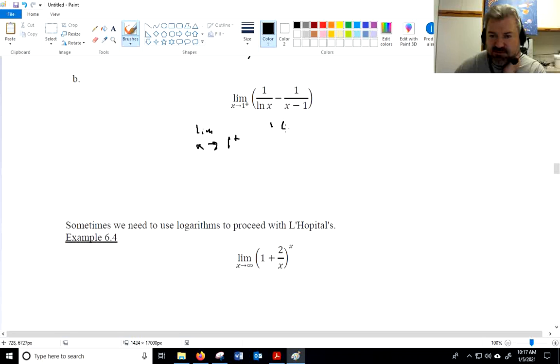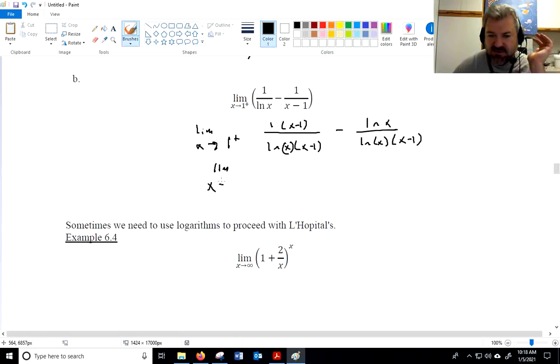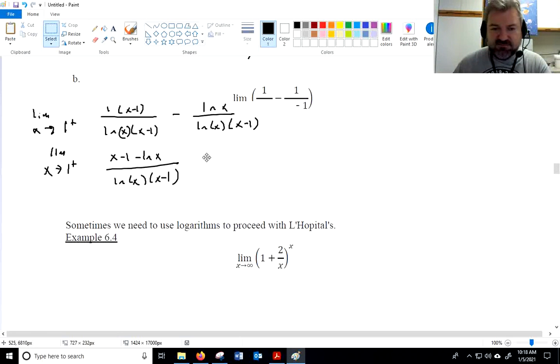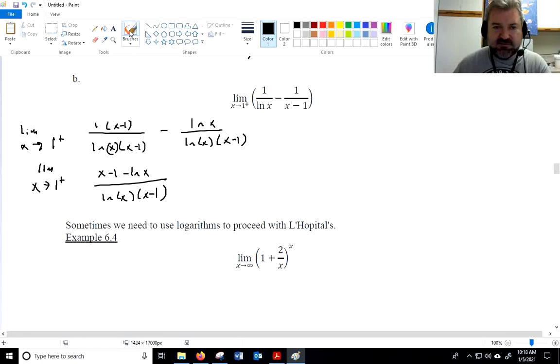I'll make this 1 times x minus 1 over the natural log of x times x minus 1. And then I have minus 1 times the natural log of x over the natural log of x times x minus 1. So then I have the limit as x approaches 1 from the right of x minus 1 minus the natural log of x over the natural log of x times x minus 1. And I seem to have given myself very little space to work, so I'm going to move that over there and create some more space.